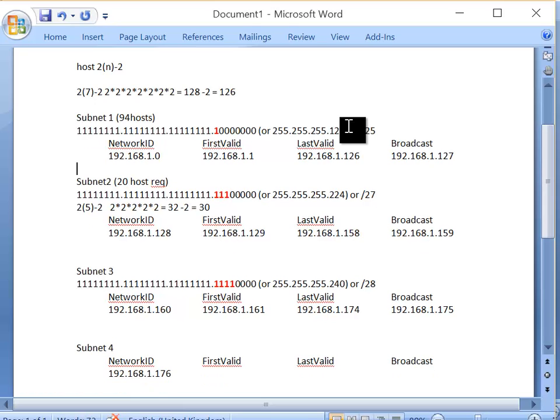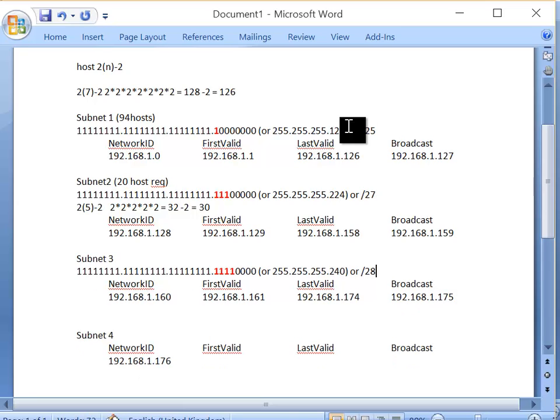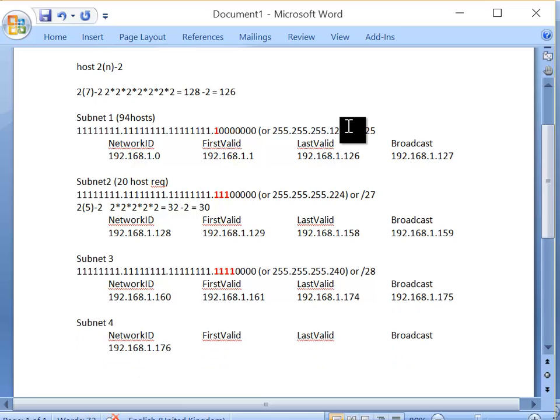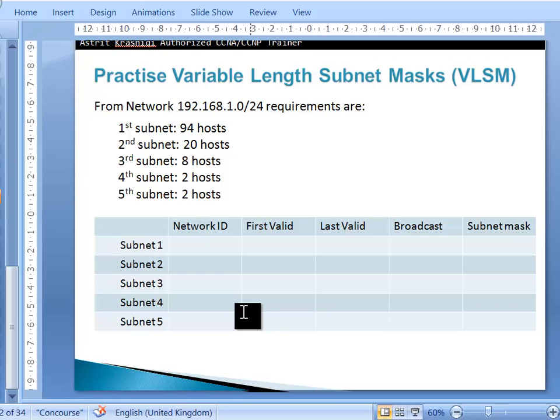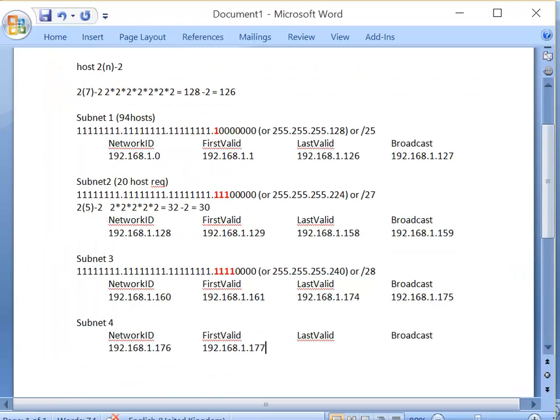So let me just put some gaps here. Okay, subnet 4 now. The first valid address for subnet 4 is 192.168.1.177. To find the last valid address and broadcast, it's better if you find the next network ID. But for subnet 4, what do we need? We needed 2 hosts. Subnet 4 and subnet 5, it's only 2 hosts. So because we only need 2 hosts, let me take this subnet mask.